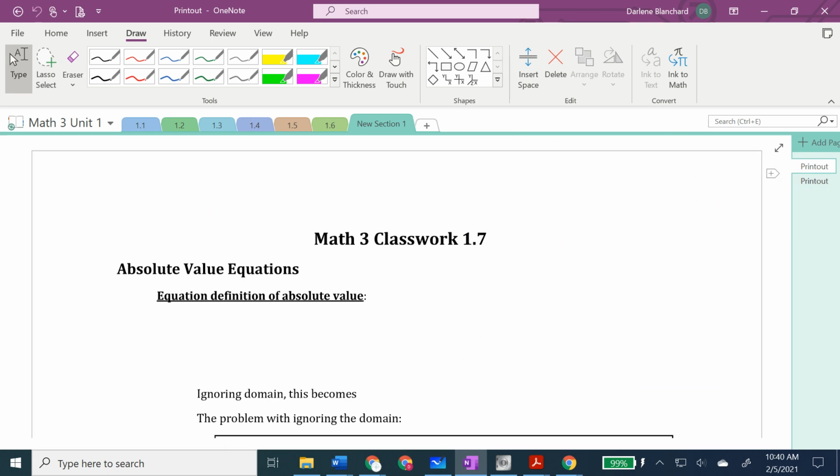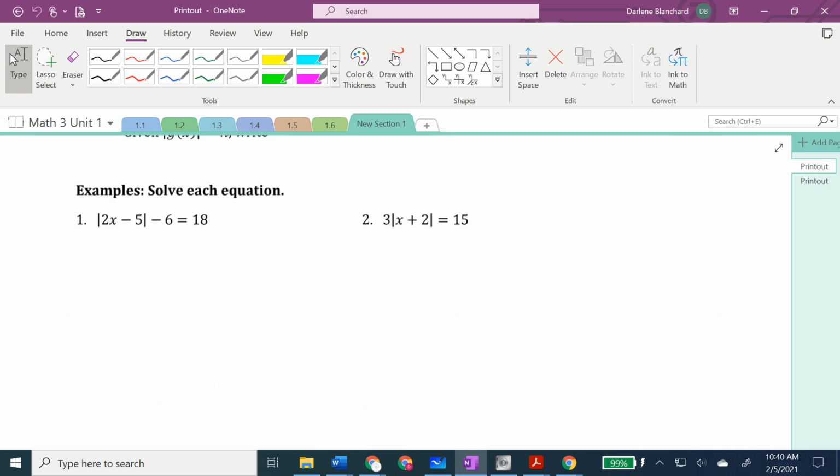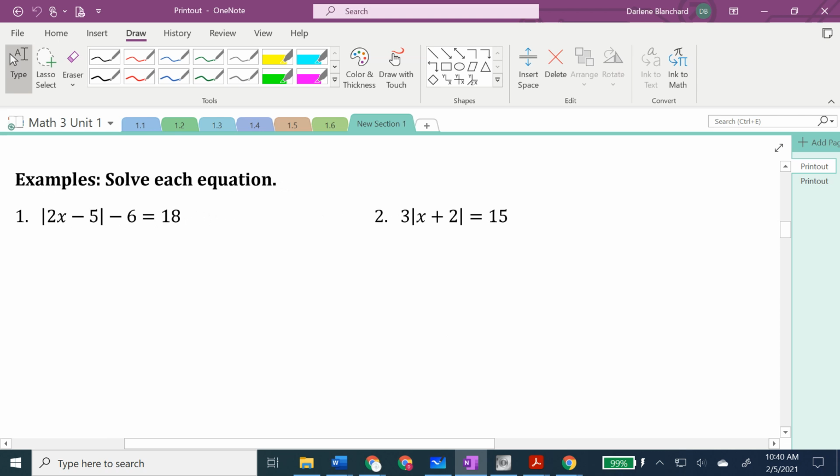Let's look at then the second example. First, you need to isolate the absolute value. So you're going to divide by 3. And some of you might be in the habit of going, that means x plus 2 is equal to positive 5 or negative 5.